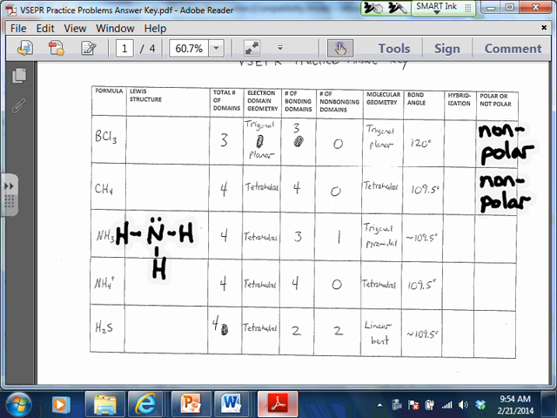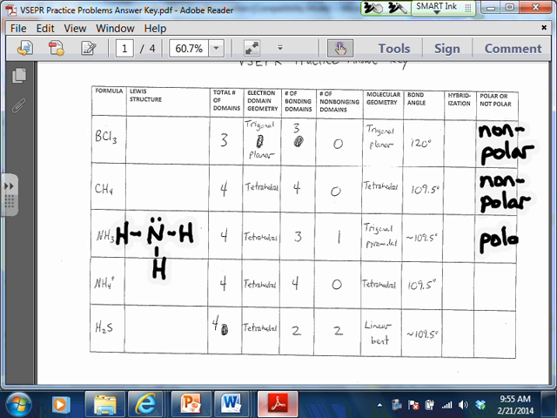Does that look symmetrical? Well, kind of. On 3 sides I have hydrogens, and on the other side, instead of a hydrogen, I've got a lone pair of electrons, right? That's probably not symmetrical. Does that make sense? So there's probably a charge on one side of that molecule, a positive charge on one side, a negative charge on the other side. So we're going to call that polar.